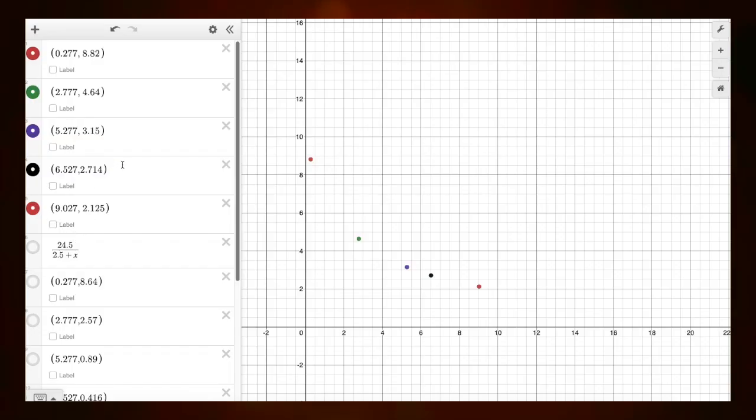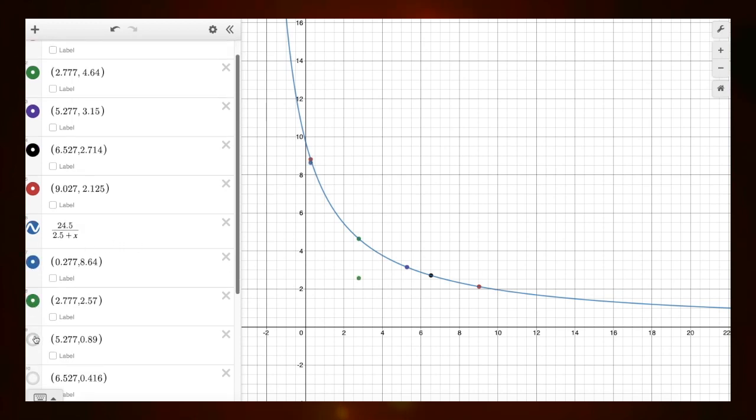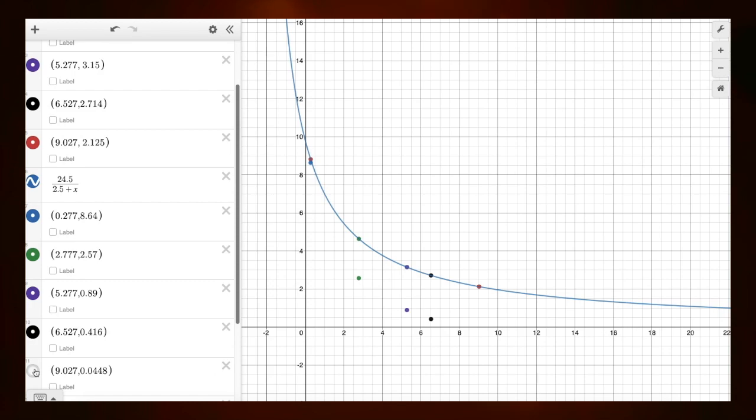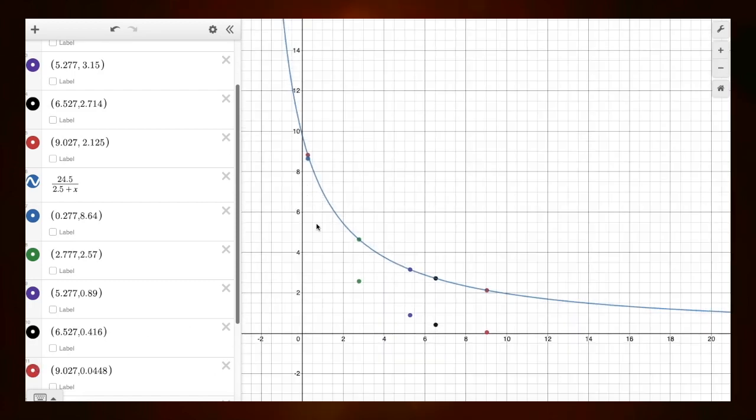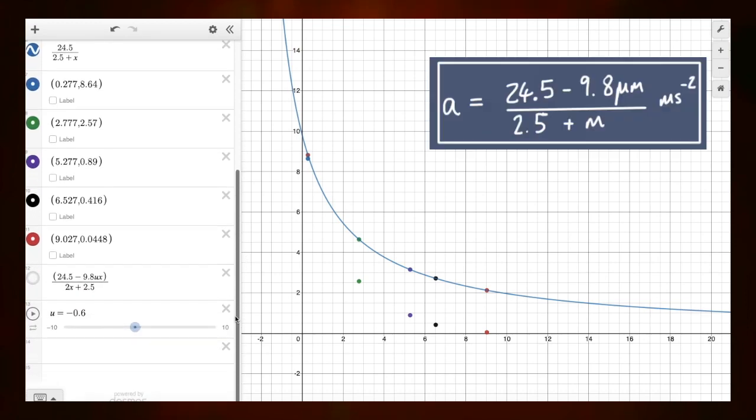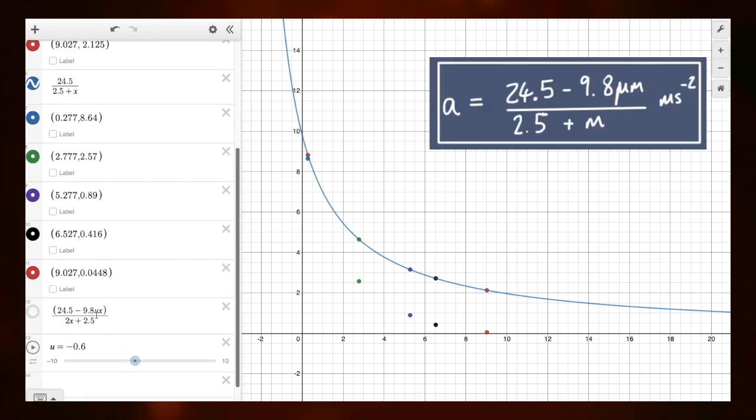Okay, so here's our frictionless data, the 5 points that we've chosen. And if I plot on the reciprocal graph that we modelled it with, it's here. If I then put on my recorded data from my setup with friction, I have my 5 points here. Now, we've rearranged the acceleration to this equation. I've used a u instead of a mu because there wasn't a mu on Desmos, but it doesn't really matter. So this mu value is here.